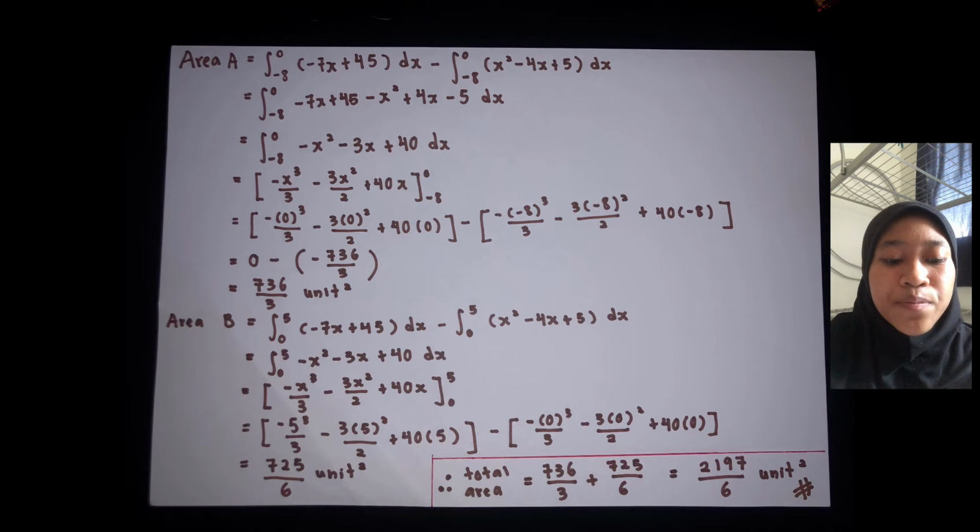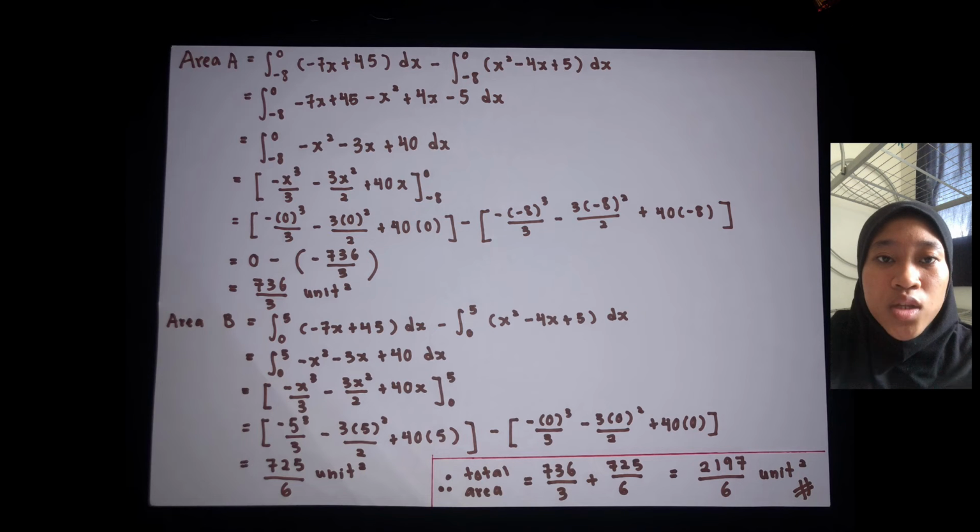So it will be integral negative 8 to 0, negative 7x plus 45 minus x squared plus 4x minus 5 dx, and it will be integral of negative 8 to 0, negative x squared minus 3x plus 40 dx. Then when we integrate it, it will become negative x cubed over 3 minus 3x squared over 2 plus 40x in brackets from negative 8 to 0.